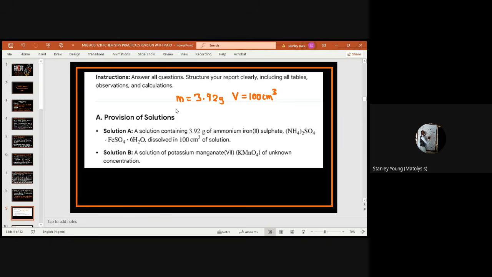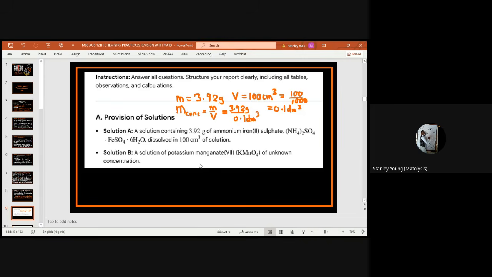Okay, so when you have mass and you have volume, you can easily get what they call mass concentration. Mass concentration is equal to mass over volume. But here, your volume has to be in dm³, so you divide by 1000. 100 over 1000 gives you 0.1 dm³. So this is going to be 3.92 grams divided by 0.1 dm³. That's if you need the mass concentration. We are going to come back to this later.